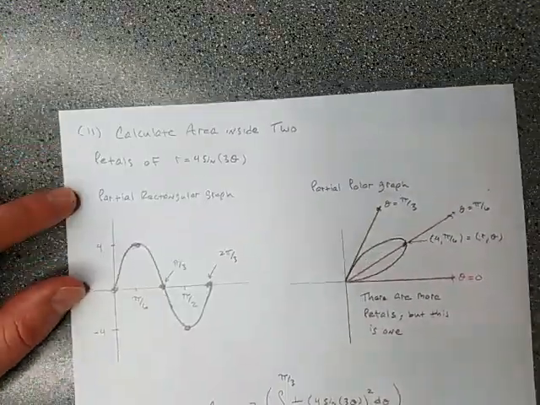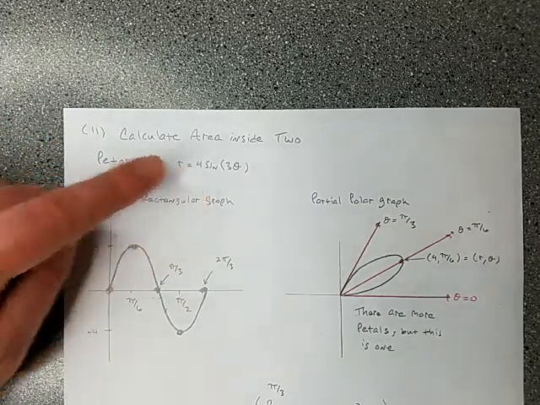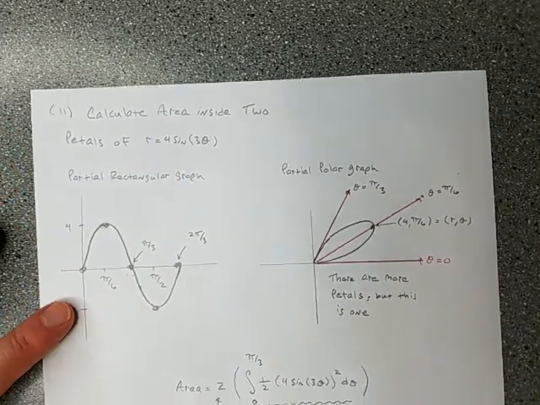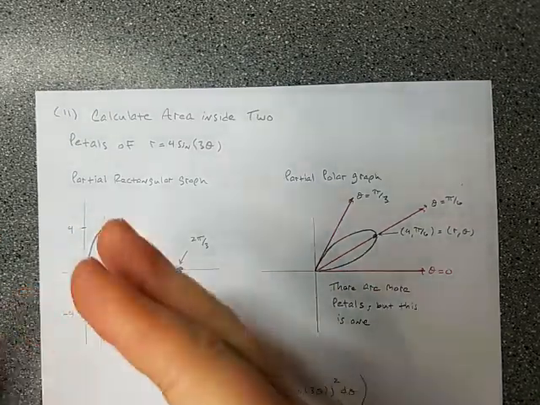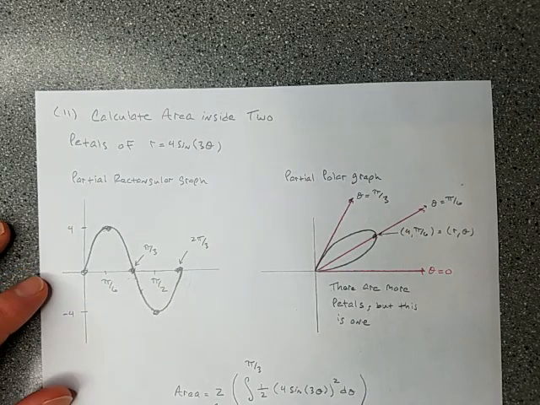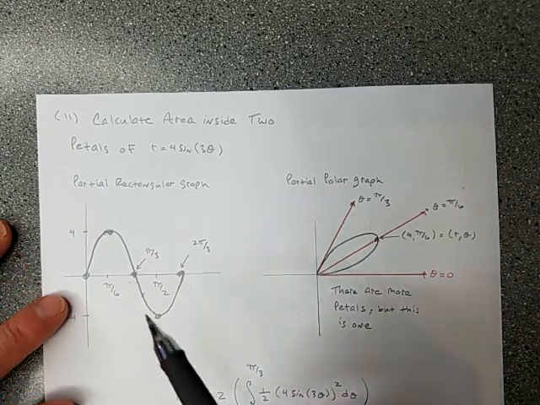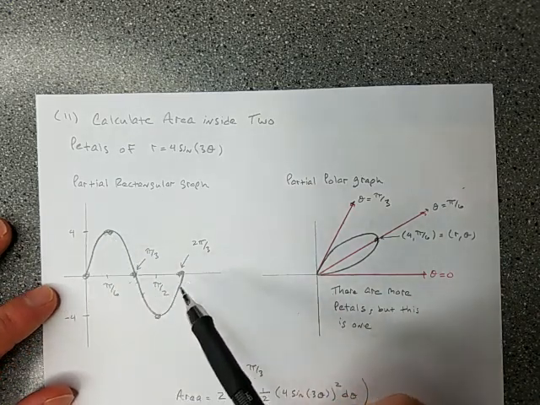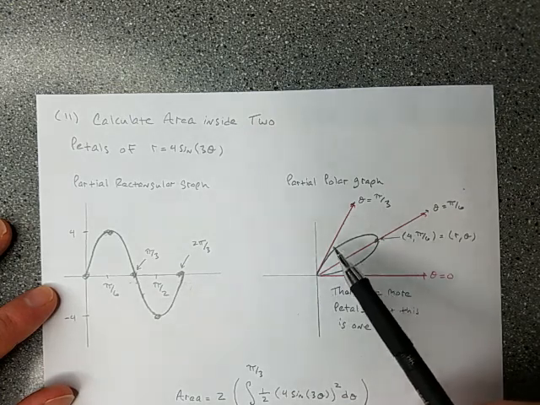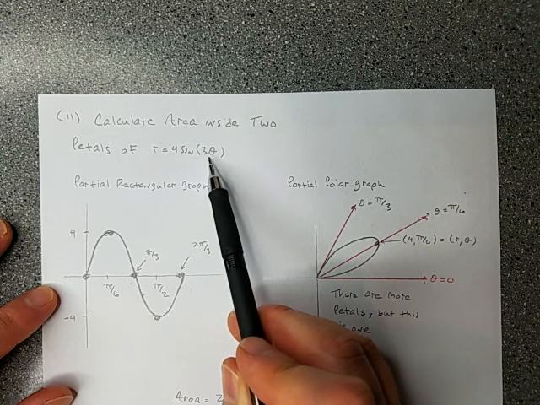Okay? All right. 11. So calculate the area inside 2 petals of this. Well, I guess how you graph this is up to you. But if I was going to do this on paper, or if I was going to prove I really understood how the graph is made, in other videos I've done, I've suggested drawing the rectangular graph and then converting that to polar coordinates. So here's the rectangular graph for sine 3 theta.